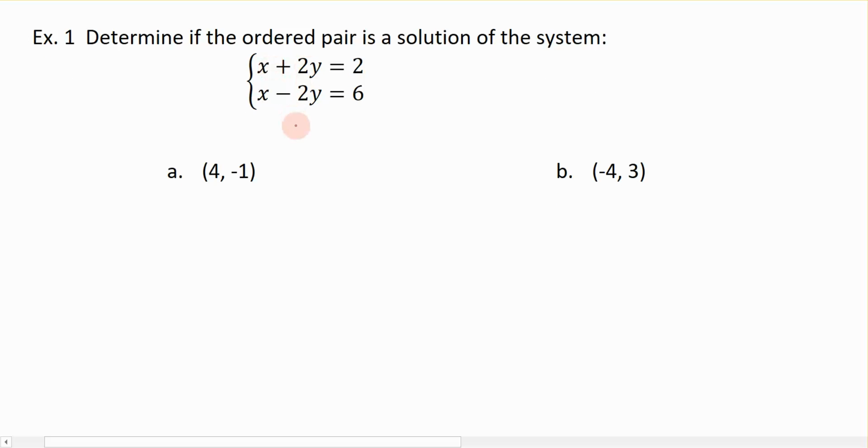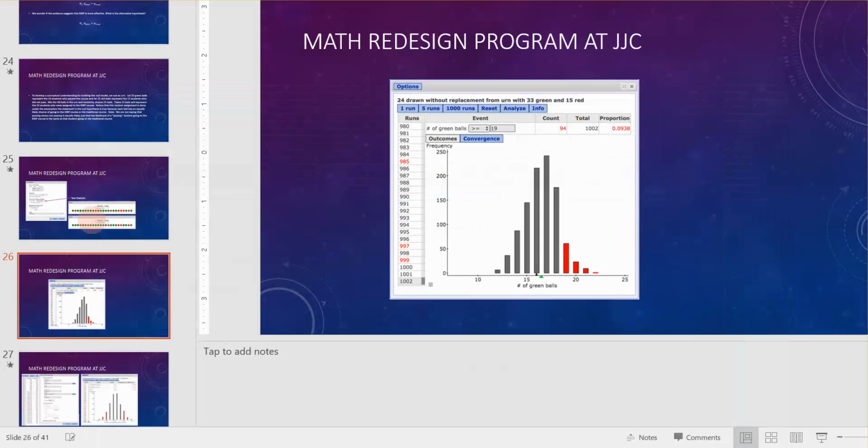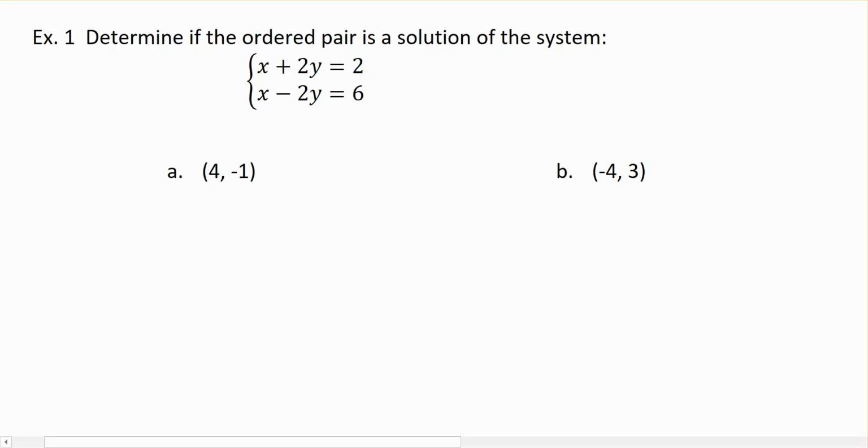So I have this system here, and I want to know whether or not this ordered pair is a solution to that system. So we're just going to take the ordered pair and plug it into the first equation, which is given by x plus 2y equals 2. So this would look like 4 plus 2 times negative 1 is equal to 2, because the 4 represents the x and the negative 1 represents the y. So if I simplify this, I get 4 minus 2 is equal to 2, and yes, 2 does equal 2. So this ordered pair plugs into the first equation and it's a solution.